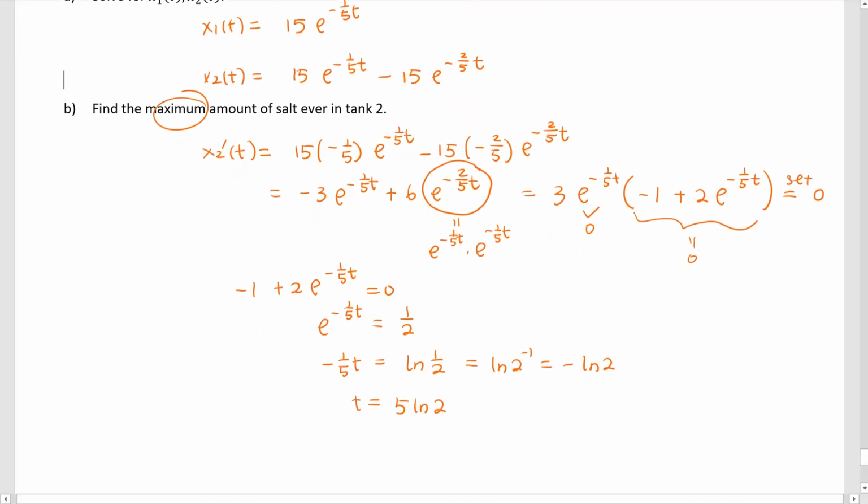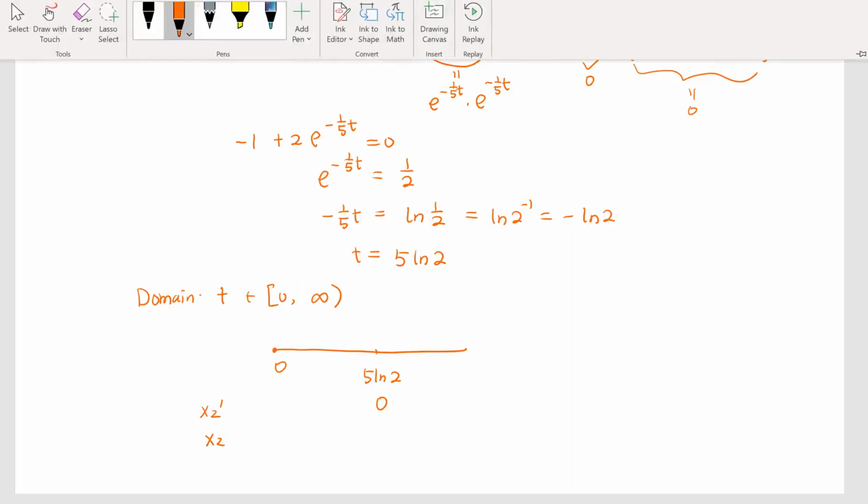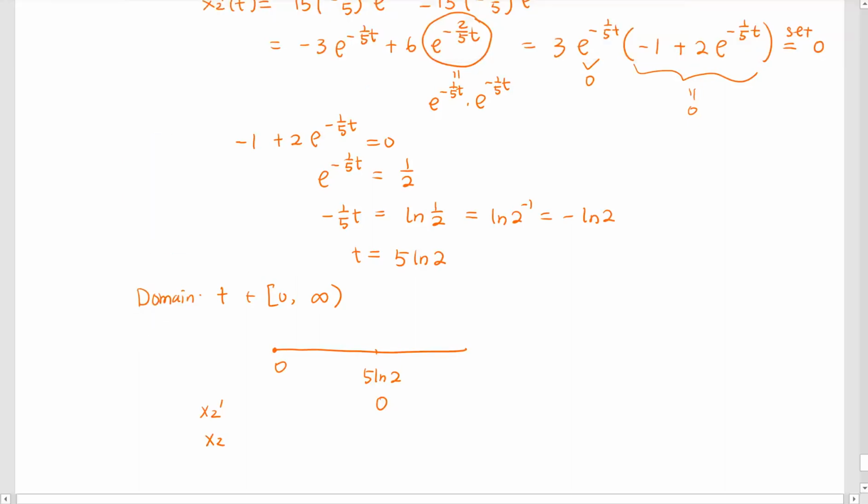Once you find a critical point, what do you do? You also need to find the domain. Well, the domain for t is between 0 and infinity, right? Let's draw the picture. So 0 here, infinity, and 5 ln of 2 is right here. So x2 prime and x2. Okay, this is the critical point where we know the derivative is 0. So pick a number in here. Let's pick 0. Let's plug into x prime, where x prime is right here.